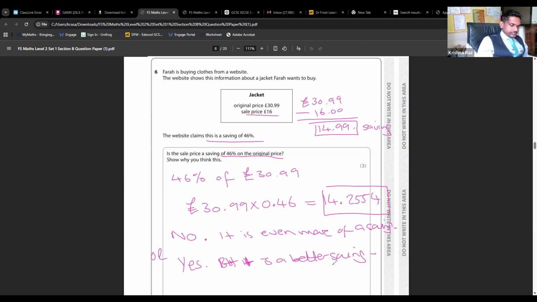How else might we have done that? We could have done 16 divided by 30.99 times 100. But that wouldn't really be that useful. Yeah, that'll be it.